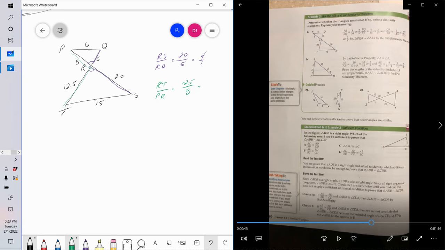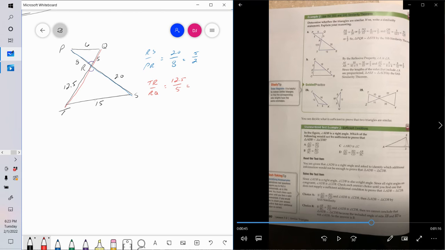So let's back up. Pretend that we can turn back the hands of time here. Get rid of all that purple and green. Clean up my diagram here. What if instead we look at RS over PR? That ratio is 20 over 8 or 5 over 2 because they both divide by 4. Let's compare that to TR over RQ. That's 12.5 over 5.